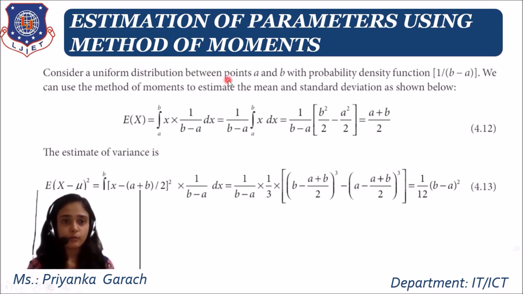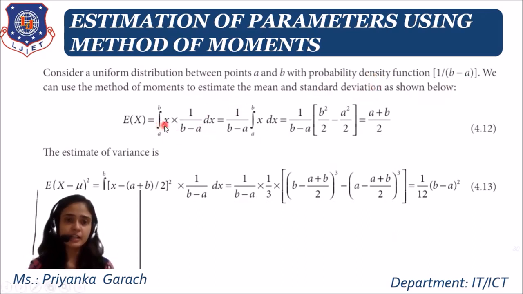Over here, suppose I have a uniform distribution between the points A and B, then the probability density function is given like this, that is 1 upon B minus A. So this is the probability density function.